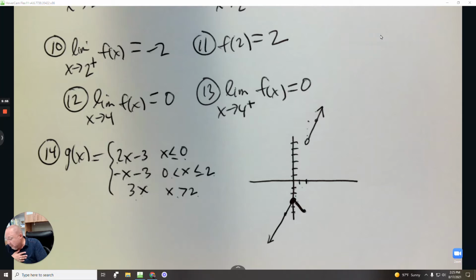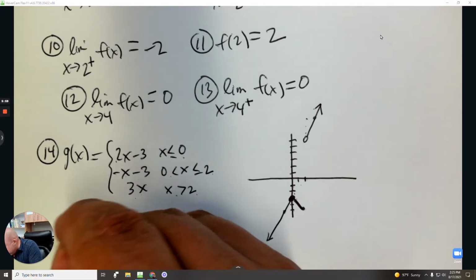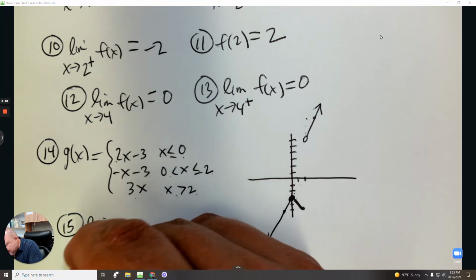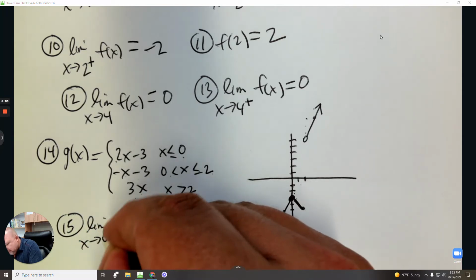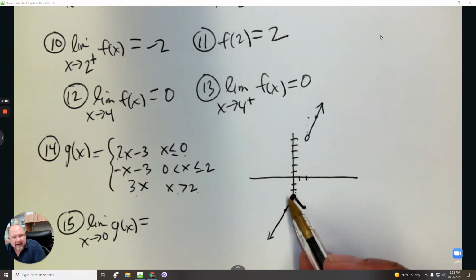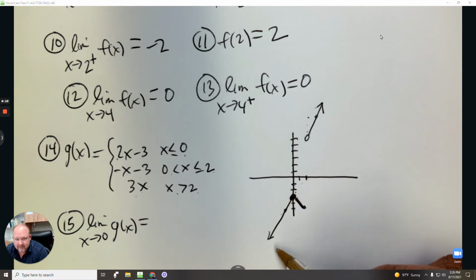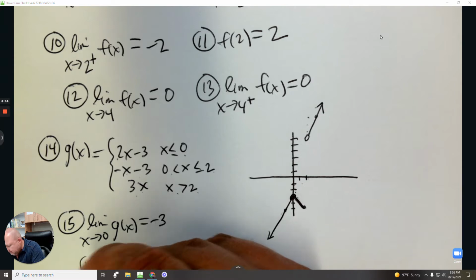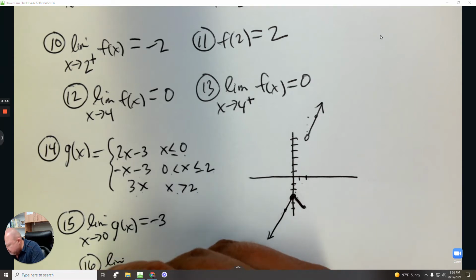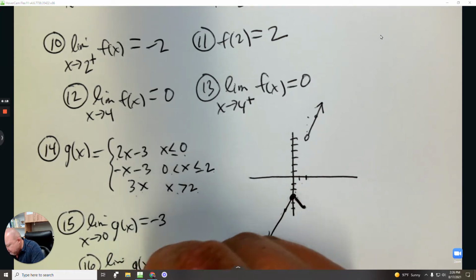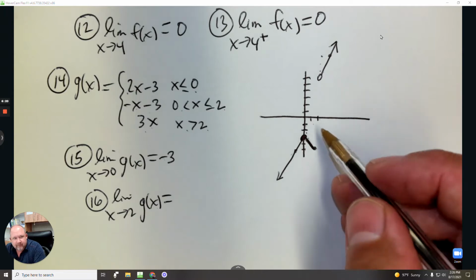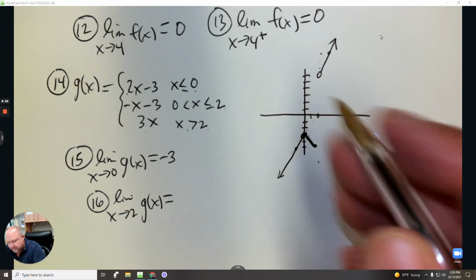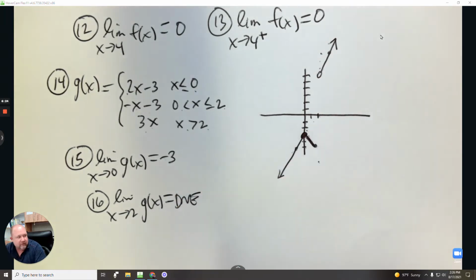Now we're going to answer questions based on what we just drew. So, for number 15, it says, find the limit as x approaches 0 of g at x. So at 0, from the left and right, they both agree. What's the y value right there? And the answer is -3. 16, the limit as x approaches 2 of g at x. So for 2, there's a jump, so the limit doesn't exist at a jump.